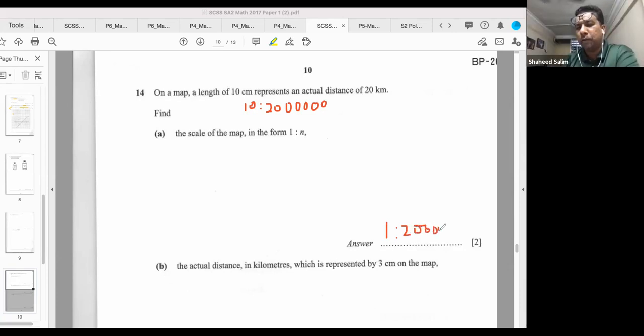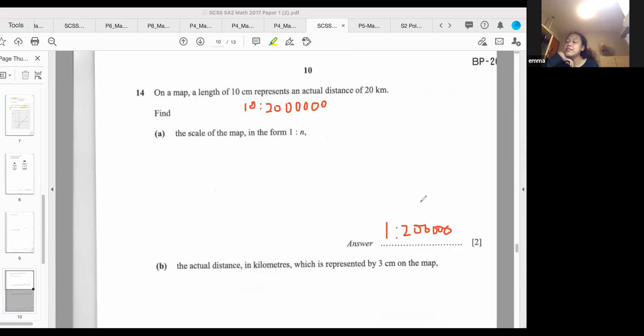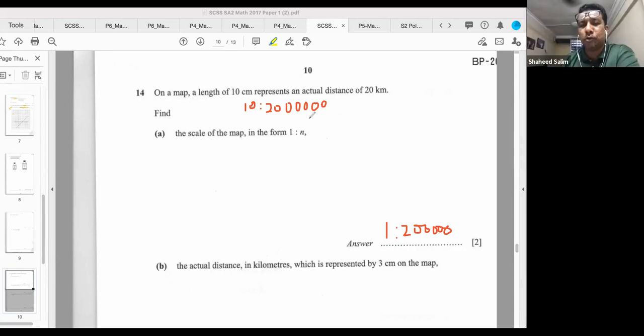You're okay now? Don't dislike maths, huh? Don't dislike the tutor, so okay. Okay, now we do the next one. Actual distance in kilometers. You can use this one also if you want to. Now we want to see 3 cm represents how many km. You can create your own.